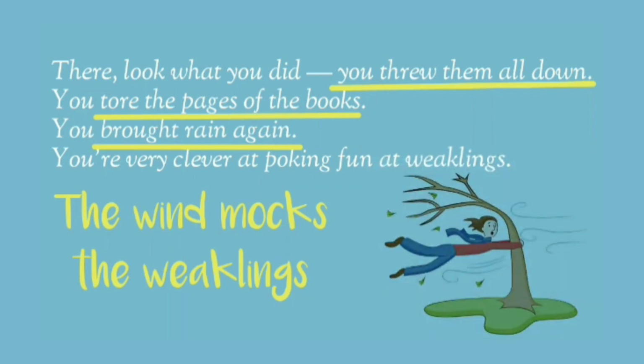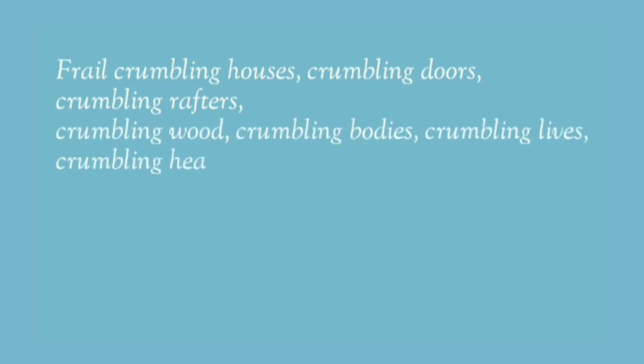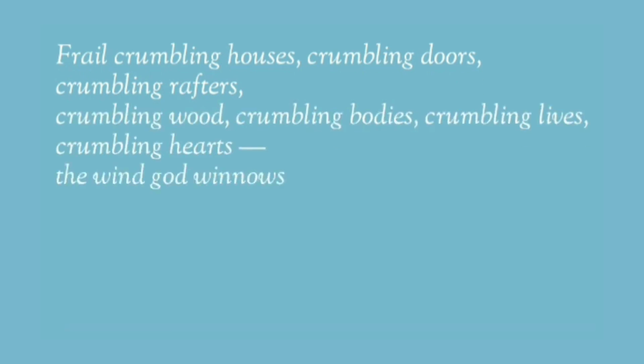Here are the next 4 lines. Frail crumbling houses, crumbling doors, crumbling rafters, crumbling wood, crumbling bodies, crumbling lives, crumbling hearts. The wind god winnows and crushes them all.